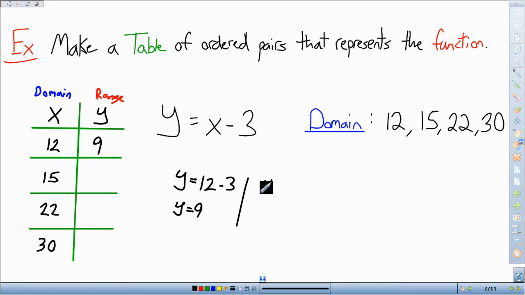You can maybe do this in your head, but just for the sake of some good notes, let's write it out. So next thing, I'm going to plug in 15 for x. I'm getting 15 minus 3. So it looks like when I plug in 15 for x, I am getting 12 for y.